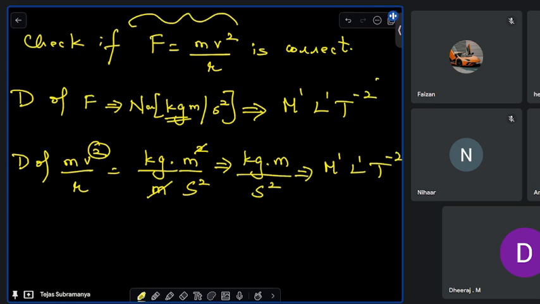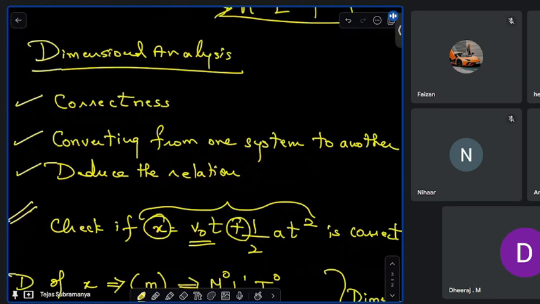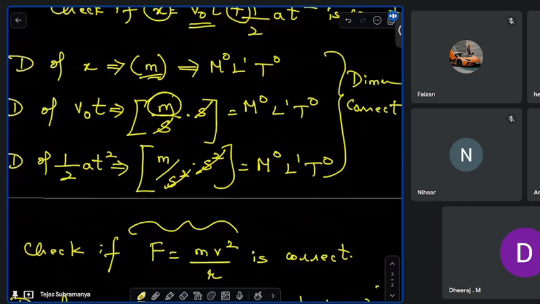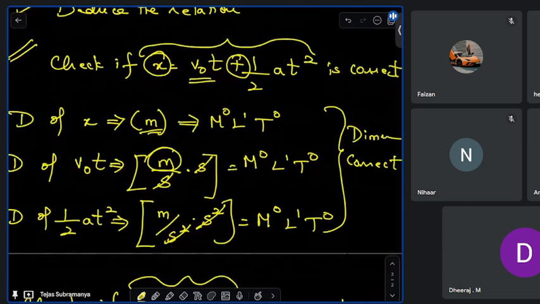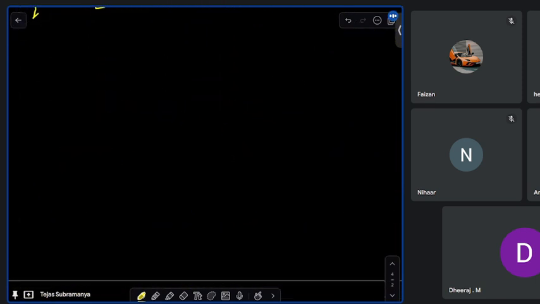Then you will write the equation is dimensionally correct. You know my handwriting, no? That's how it is. Dimensionally correct. Got that? This is how you guys check it. So basically, this is the first application we learned, correctness. Writing is important. The equation is not correct, but it is dimensionally correct. I think we'll solve one more easy one and then go to the next application.